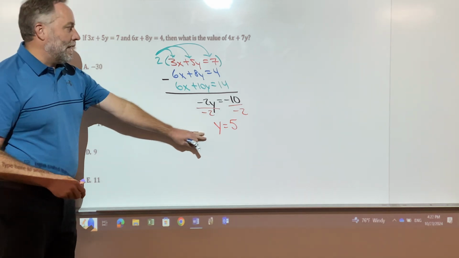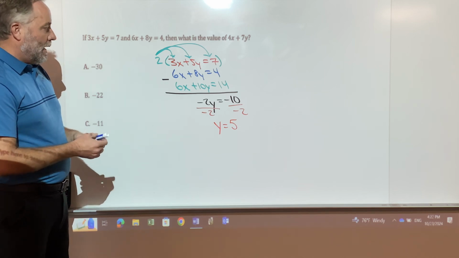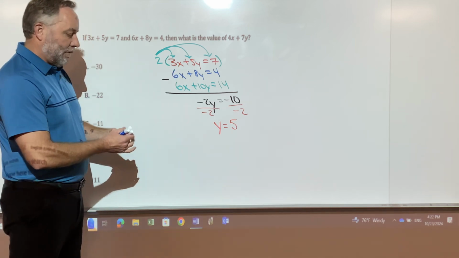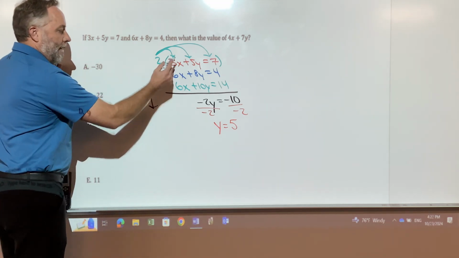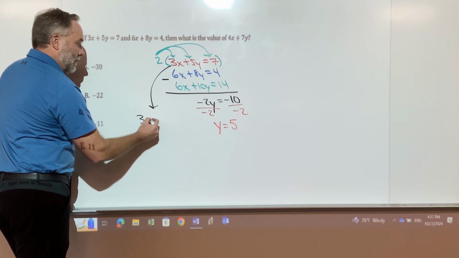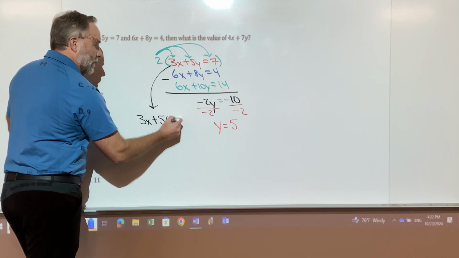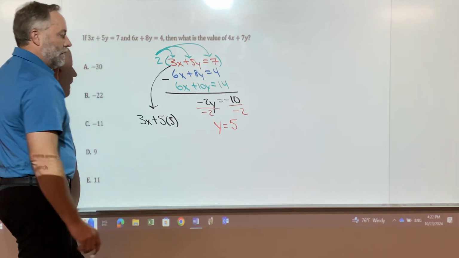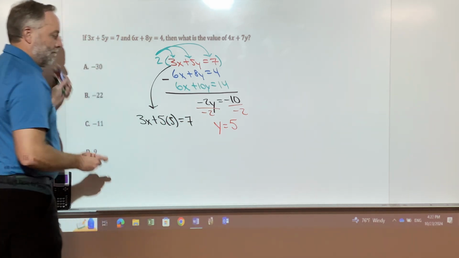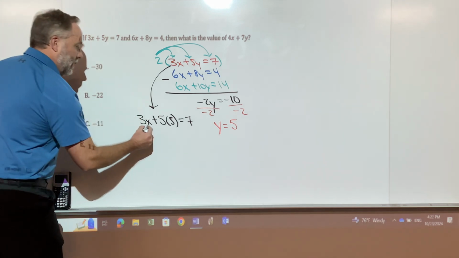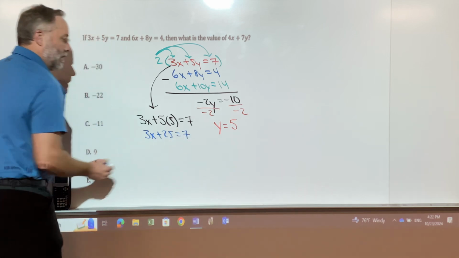So now we have a y value. We just need an x value. We can get that by plugging it back into any of the equations and solving for x. So let's just do it to this first equation. I'll bring that over here. So we have 3x plus 5y, but we now know that y is 5. So we're going to substitute in the value of 5 for y, and that is equal to 7. That gives us 3x plus 25 is equal to 7.